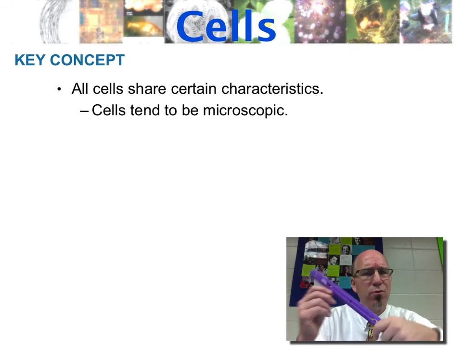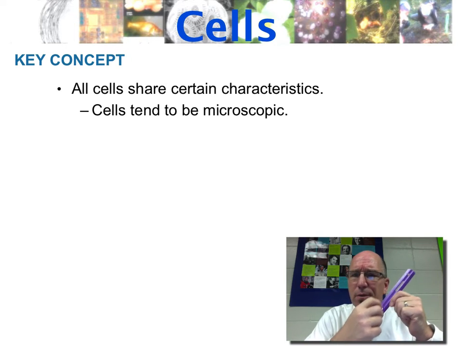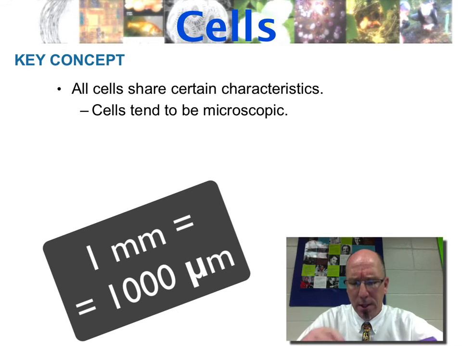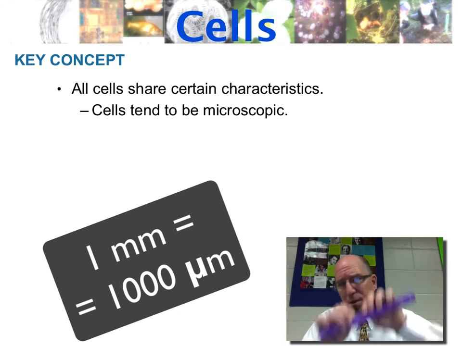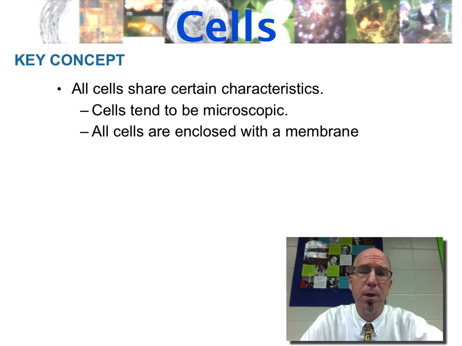So here's a ruler, and on this side of the ruler, there are centimeters, and there are also millimeters. Most cells are smaller than a millimeter. We tend to measure them in things called micrometers. For every millimeter, there's 1,000 micrometers. So we get down to the level of micrometers, and that's the level of cells. I'll give you some examples here shortly.